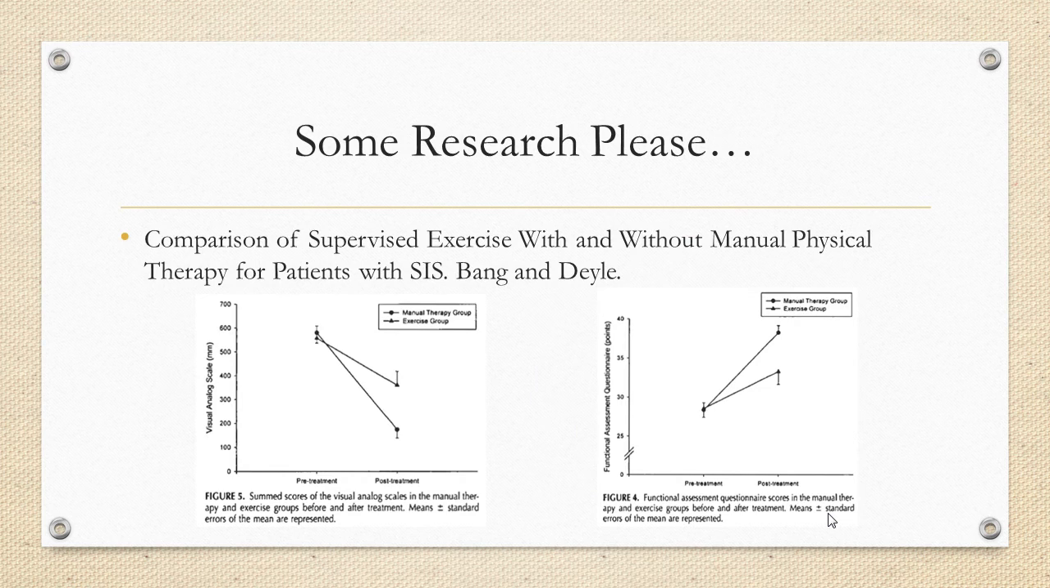So we want to look at some research. One of the most common things that we often see in clinic is subacromial impingement syndrome. Bang and Deal looked at a study whose purpose was to compare the effectiveness of 2 physical therapy approaches for subacromial impingement syndrome. Patients presented to the clinic were diagnosed with subacromial impingement syndrome via accepted inclusion criteria in the medical community.